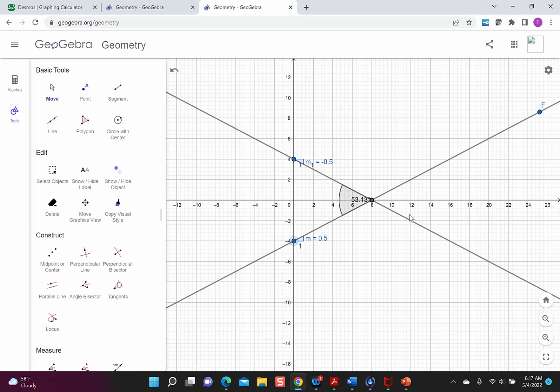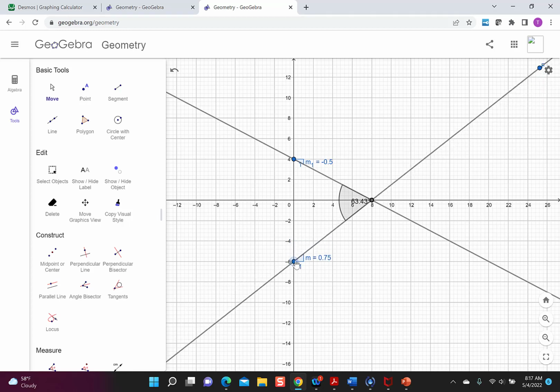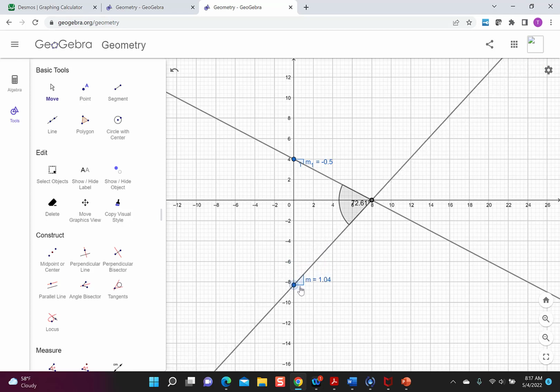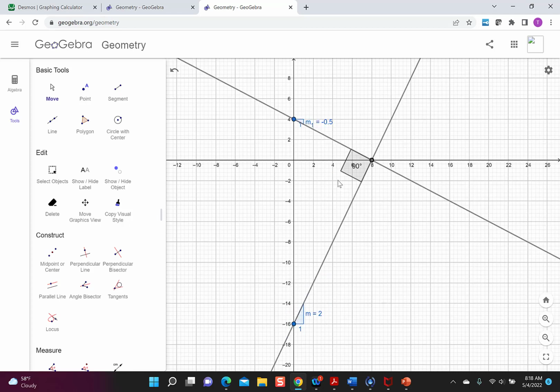So I have two lines. You can see the slopes. This one has a -1/2 right now, and this one has a +1/2. And they intersect at a 53.13-degree angle. So let's move one of the lines around. I'm going to move the bottom line. And I can see as I move it, the angle between the two lines is increasing. So I'm going to increase it until it gets to be 90 degrees. So we can see it's 90 degrees, it turned into this nice little box.